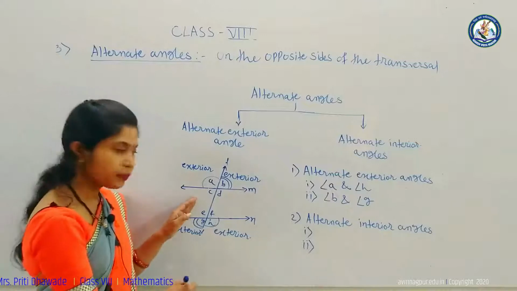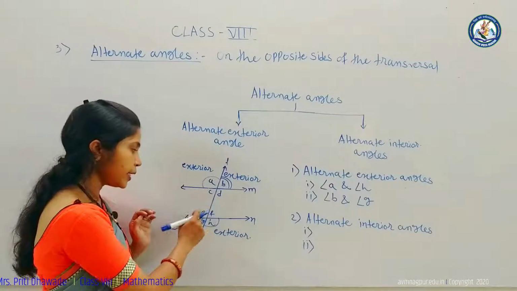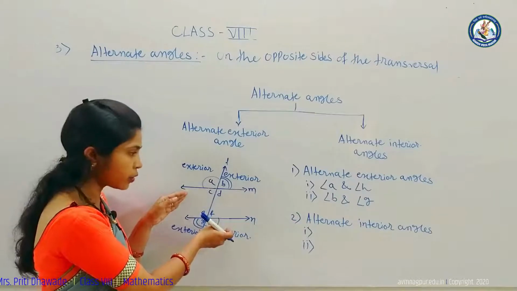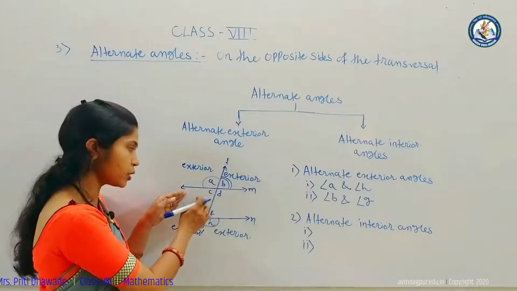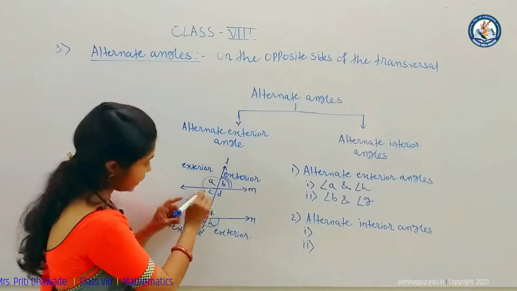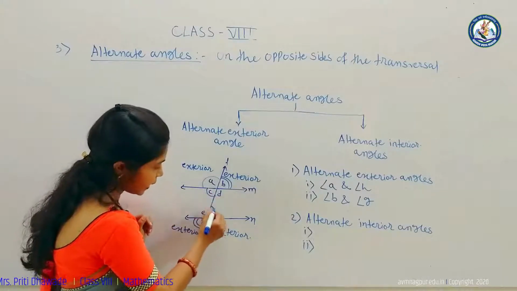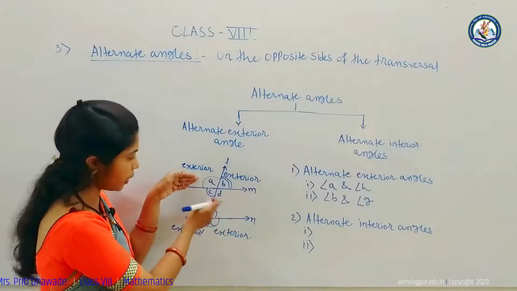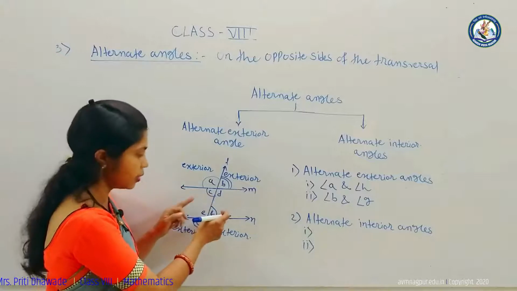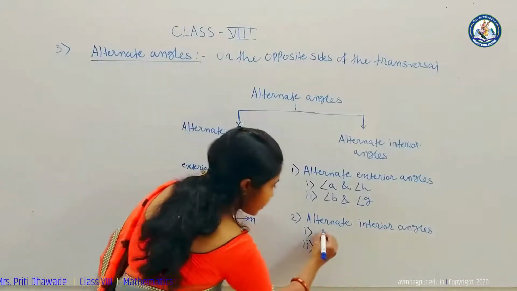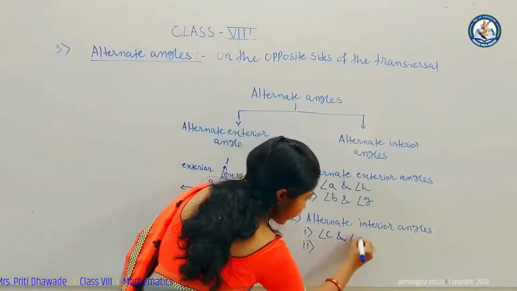So from the diagram, angles C, D, E, F are present inside between the two lines, but we have to find out those pairs which are present on opposite sides of the transversal. So angle C and angle F are present inside these two lines and on the opposite sides of the transversal. So this is the first pair of alternate interior angles, angle C and angle F.